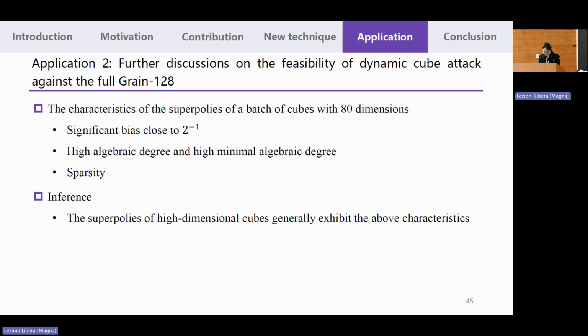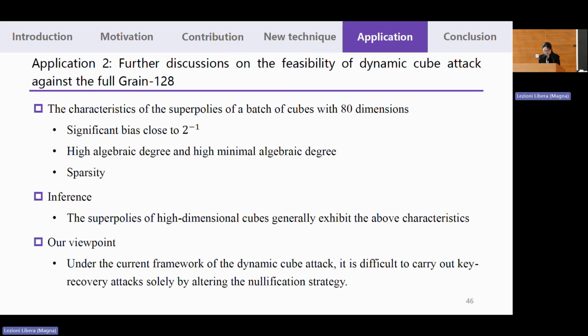Based on the experimental results presented above, we infer that the superpolies of high-dimension cubes in the 4-version Grain-128 generally exhibit significant bias, along with both a high algebraic degree and a high minimal algebraic degree. Therefore, within the current framework of the dynamic cube attack, we believe that it is challenging to conduct key recovery attacks solely by modifying the nullification strategy.